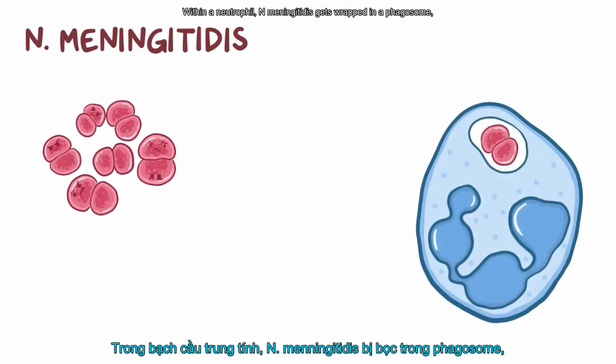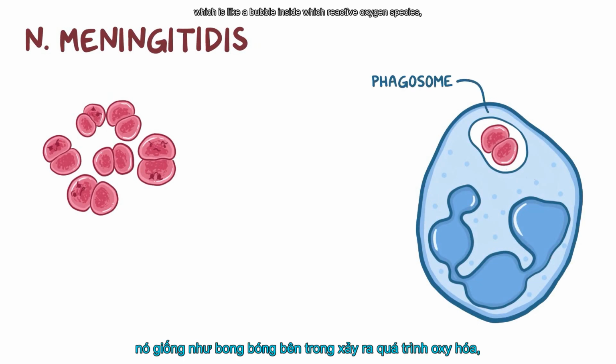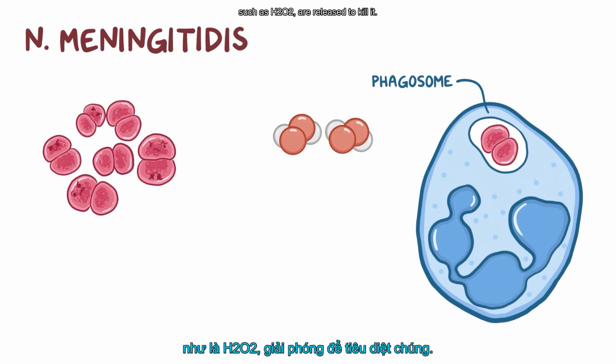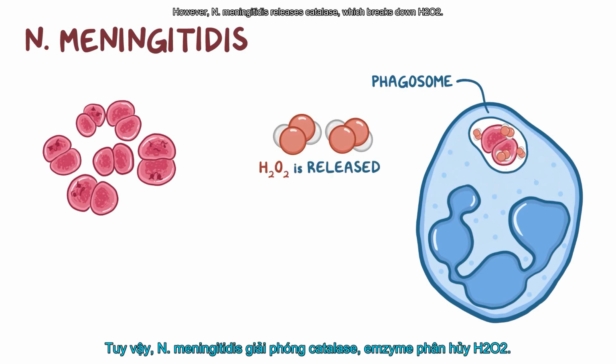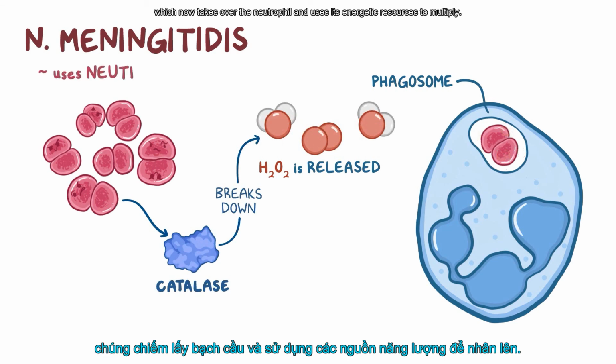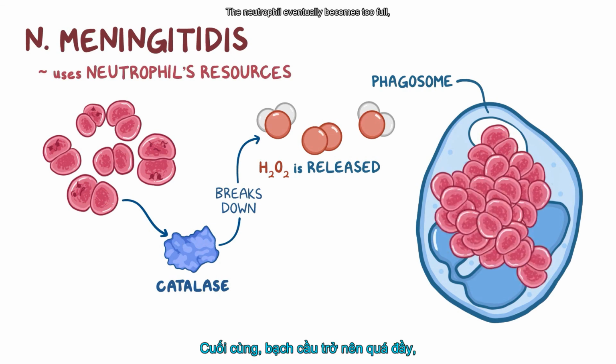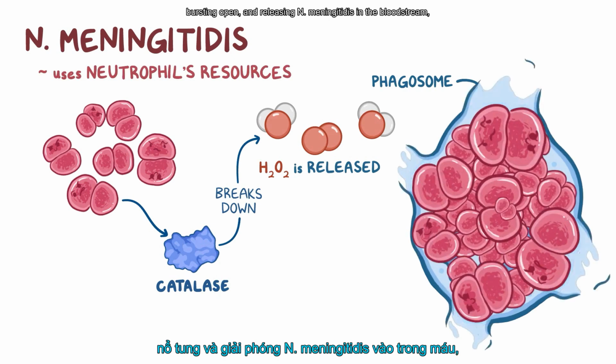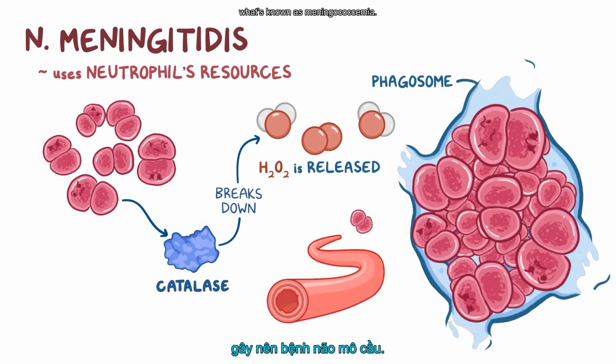Within a neutrophil, N. meningitidis gets wrapped in a phagosome, which is like a bubble inside which reactive oxygen species, such as hydrogen peroxide, are released to kill it. However, N. meningitidis releases catalase, which breaks down hydrogen peroxide. Unfortunately, this translates as a win for the bacteria, which now takes over the neutrophil and uses its energetic resources to multiply. The neutrophil eventually becomes too full, bursting open and releasing N. meningitidis into the bloodstream, which is known as meningococcemia.